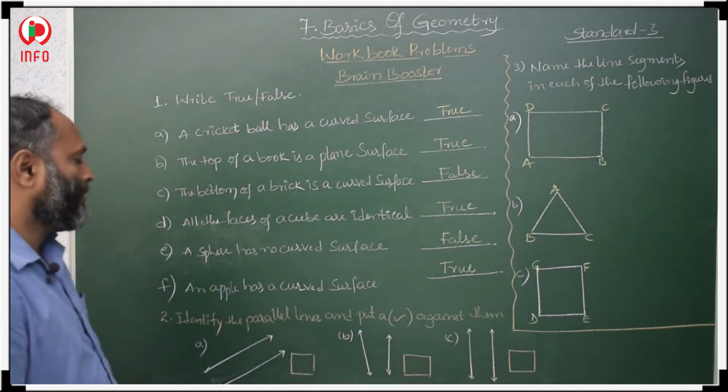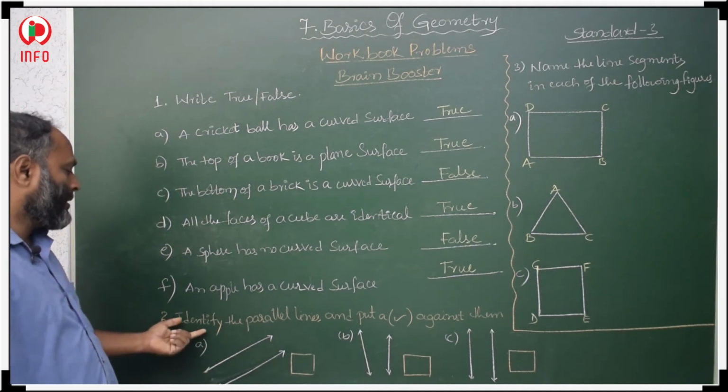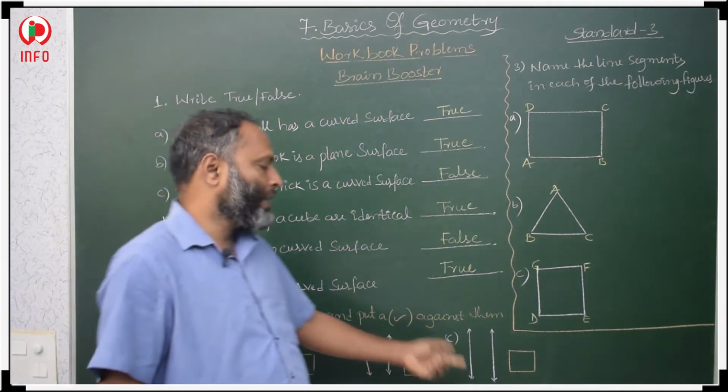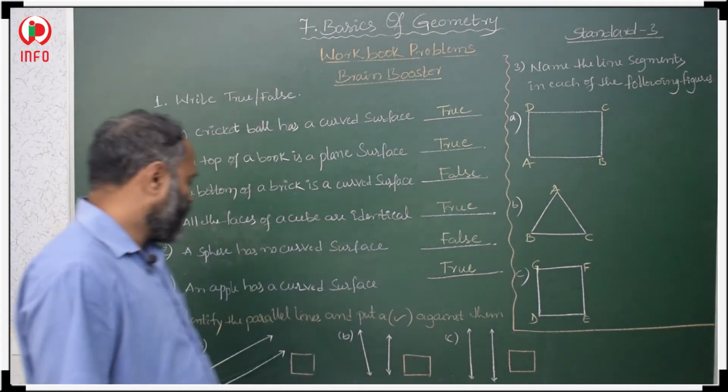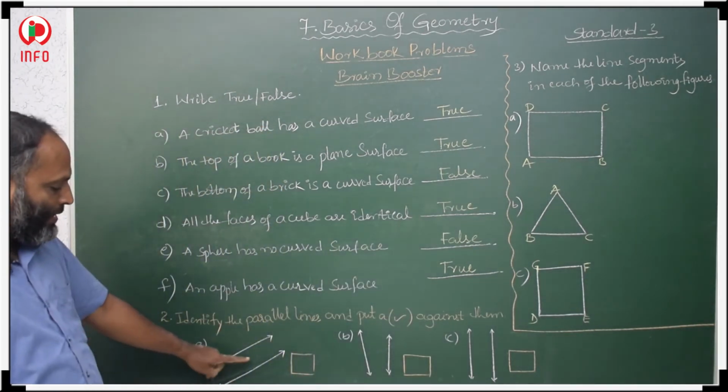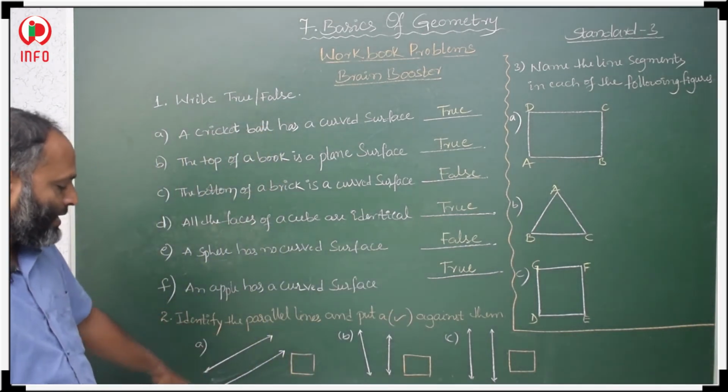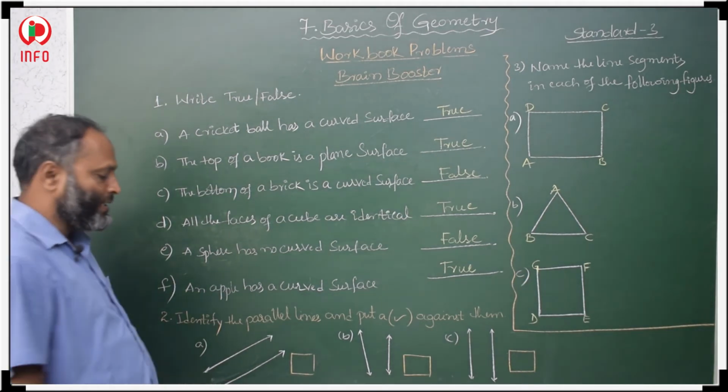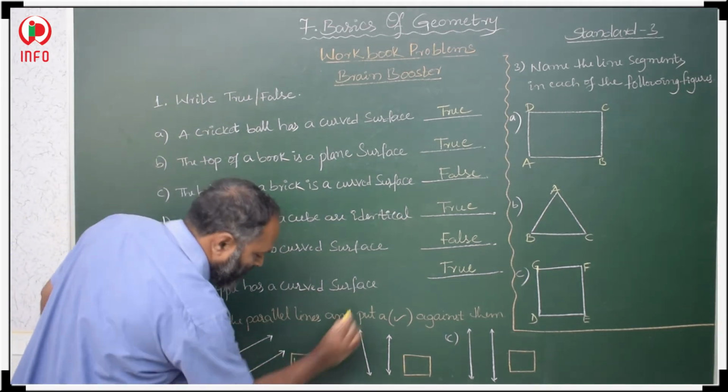Okay. Now see here, the second bit: identify the parallel lines and put a tick mark against them. So here, these two lines are parallel. By seeing only, we can say these two lines are parallel. The distance between the lines is the same. So you keep a tick mark.